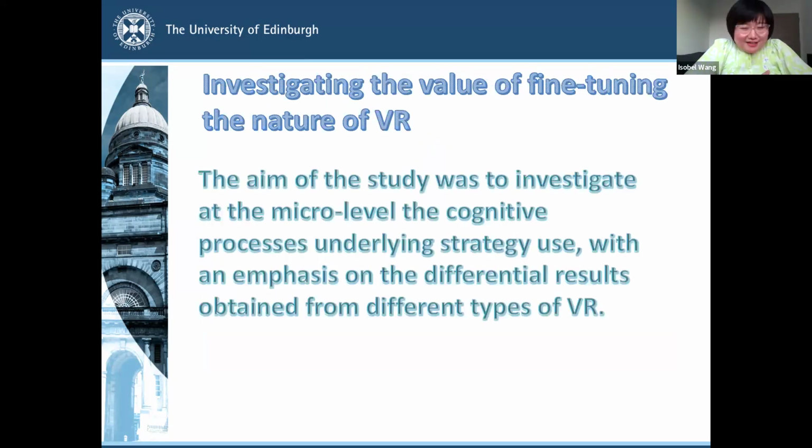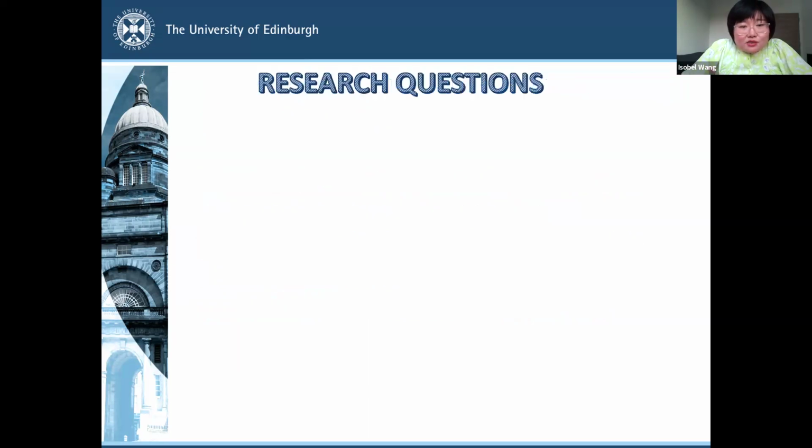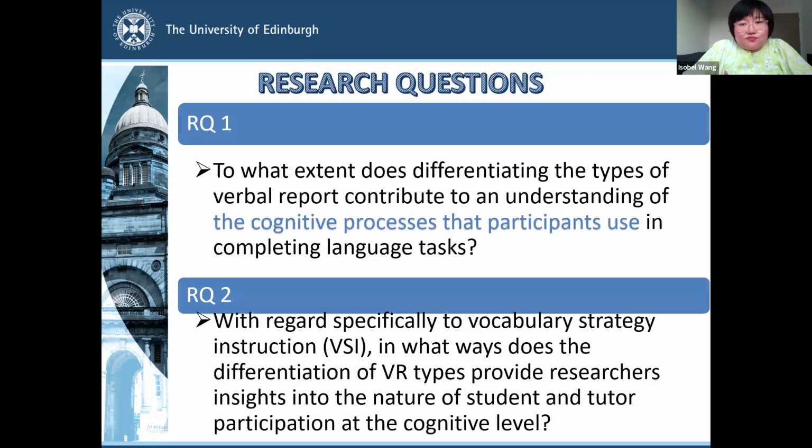So let me briefly go through the study, and we want to tell you about the value of fine-tuning the nature of verbal report. The aim of this study was to investigate at the micro level the cognitive processes underlying strategy use with an emphasis on the differential results obtained from different types of verbal reports. So this study really helped us to see how fine-tuning different types of verbal report can help us understand the given cognitive processes when investigating strategy use.